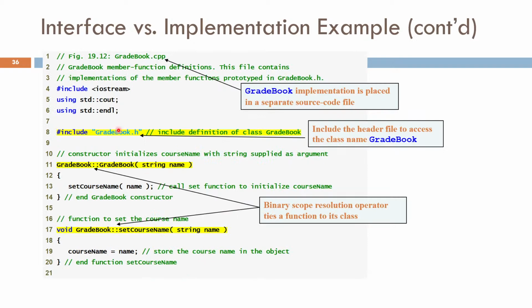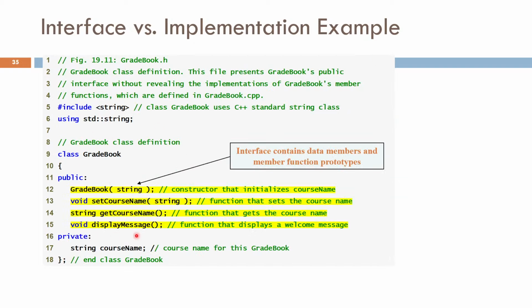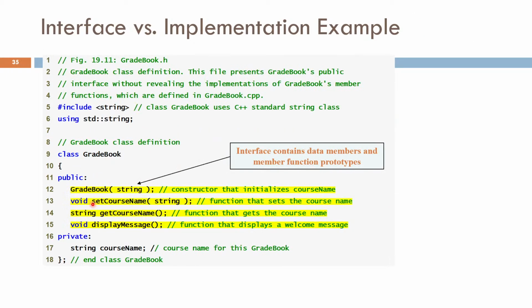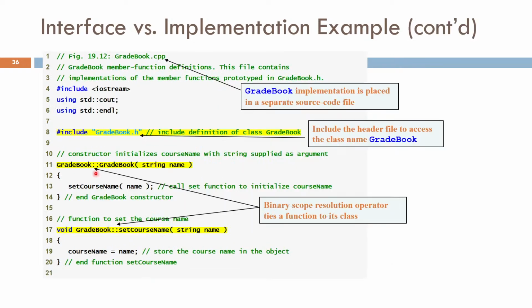Your implementation, and you can see here this is going to be gradebook.cpp. It's going to be a C++ file, and you're going to have to include your header file in order to get access to the interface that was defined previously. Once you have access to the interface, you can now go about defining how each one of those functions in your class is supposed to operate. And this is where the binary scope resolution operator comes into play. So this is the second way you can go about implementing your classes.